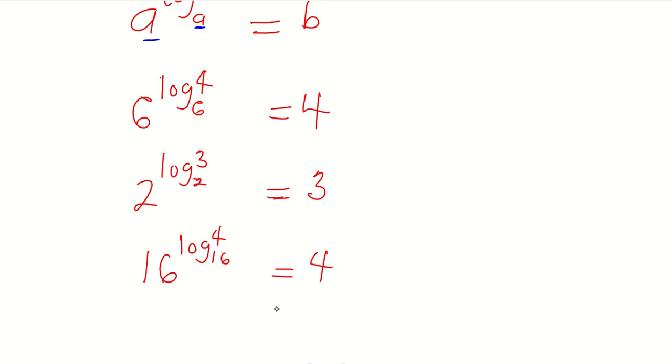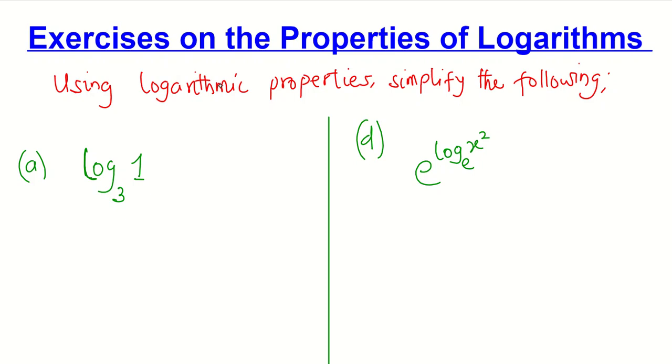Now having known the properties of logarithm, let's try these examples. Exercise on the properties of logarithm. It says, using the logarithmic properties, simplify the following. So we are going to apply the properties we've learned earlier. Now it says logarithm of 1 to the base 3. Like we said earlier, logarithm of 1 to any base is 0, which means our logarithm of 1 to the base 3 is equal to 0. We do not care about the base it has, provided it's logarithm of 1 to the base, we are going to get 0. And that's how we can solve this.